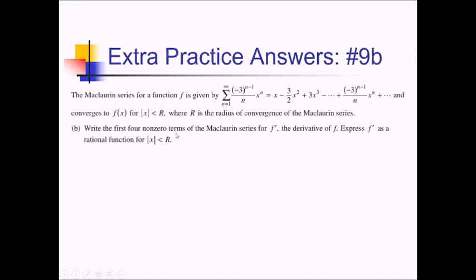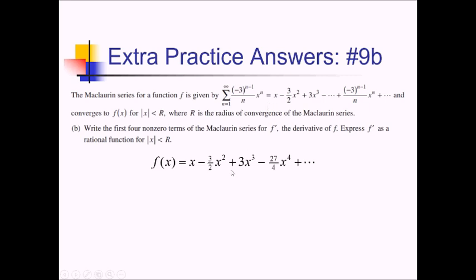For this problem, they want us to write the first 4 non-zero terms of the Maclaurin series for f prime, and then express it as a rational function. Before I can get the first 4 non-zero terms of f prime, it would help if I had the first 4 non-zero terms of f, which I've almost got. Here are the first 3 terms. They already gave that to us. We have x minus 3/2 x squared plus 3x cubed. To get the 4th term, I just have to plug 4 for n into this formula here. So that's negative 3 to the 3rd, which is negative 27, over 4 times x to the 4th.